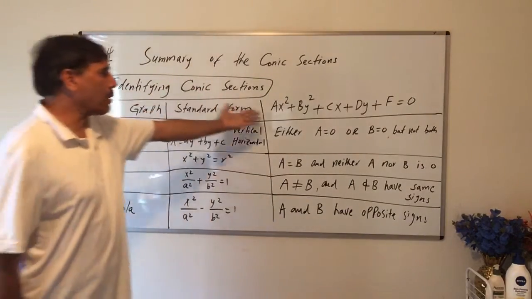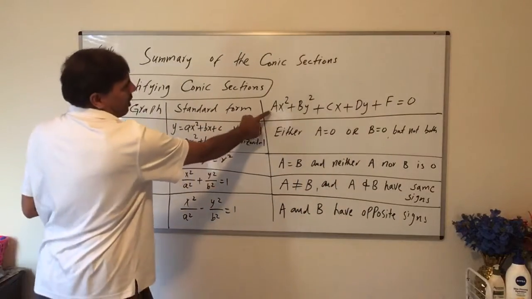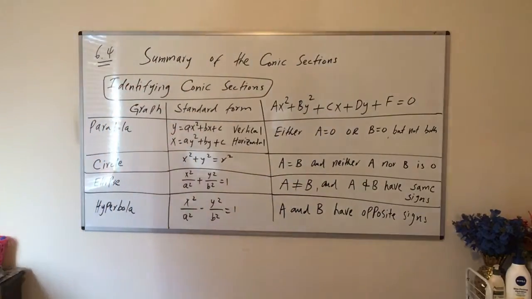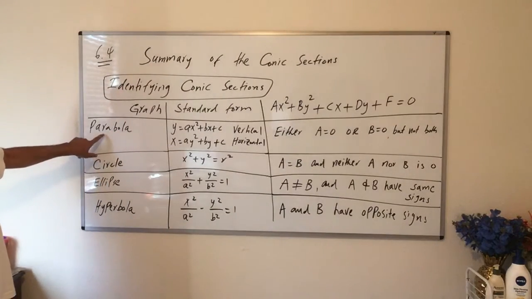Also remember all the conic sections overall we can write in this form too: Ax squared plus By squared plus Cx plus Dy equals F. If you remember, we taught this one when we talked about the circle. So here is everything, and if you follow this video, you should be able to identify all the conic sections at this point. So the first one we graphed was the parabola.